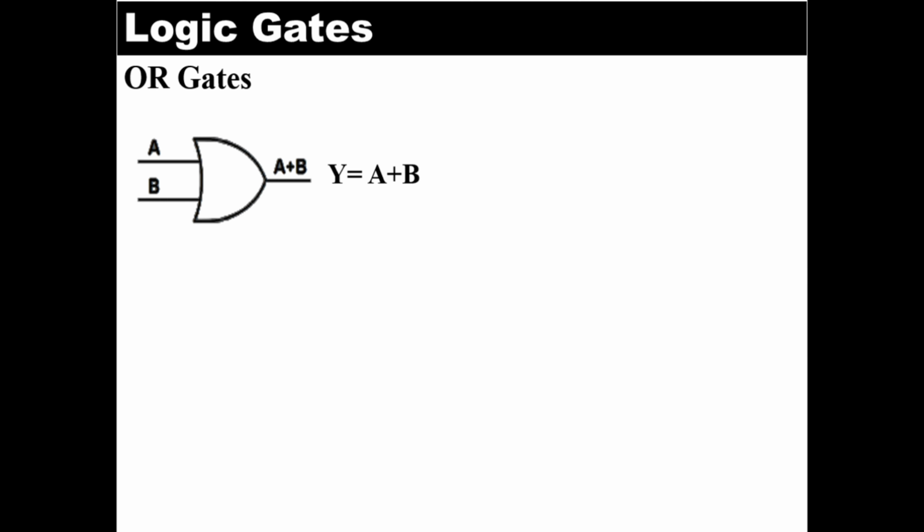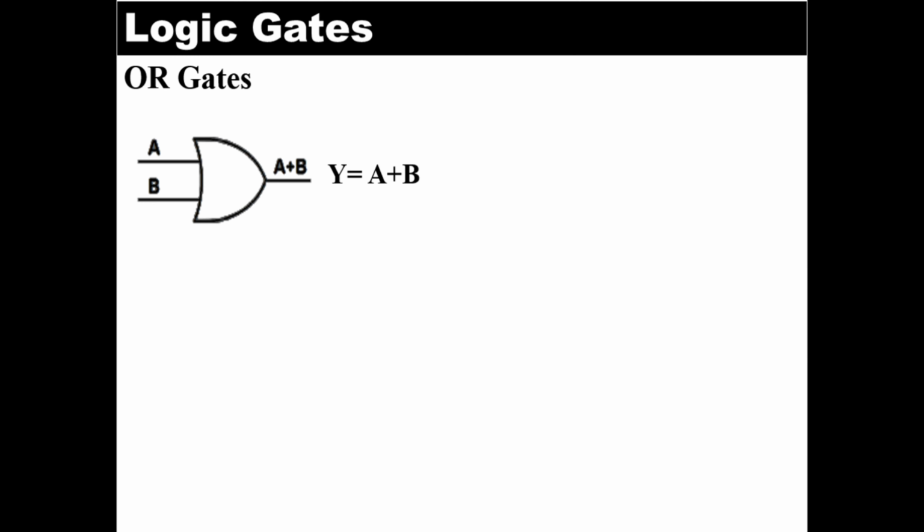Now let's see the OR gate. The gate performs the OR operation, that is, the output will be high when at least one input is high. Now let's see what happens when we apply two inputs to the OR gate, that is A and B. This is the symbol of the OR gate and this is the output Y. So Y is equal to A plus B. Here the plus means the OR operation.